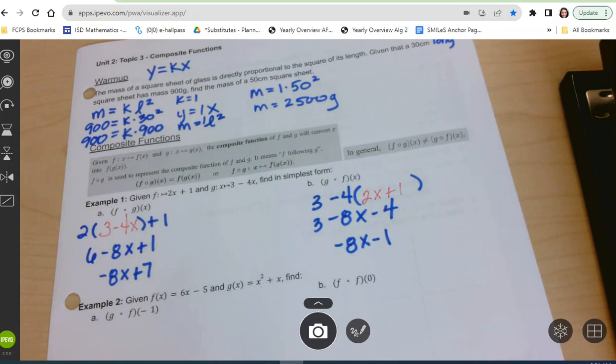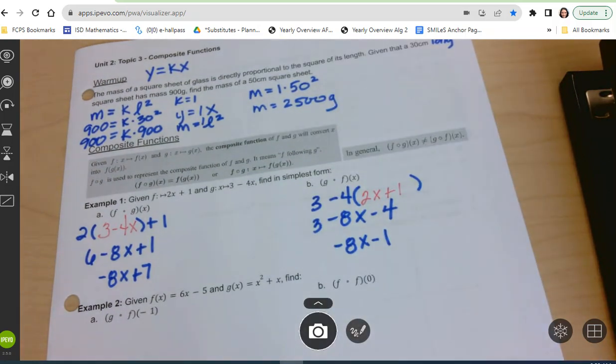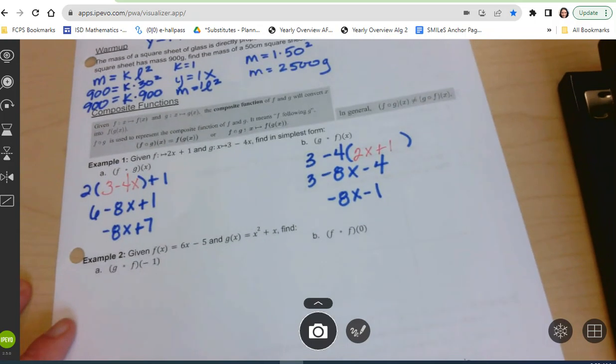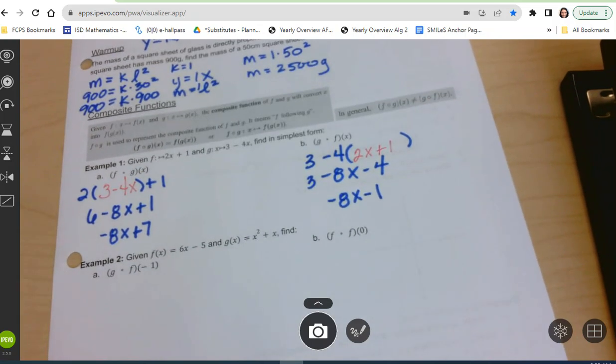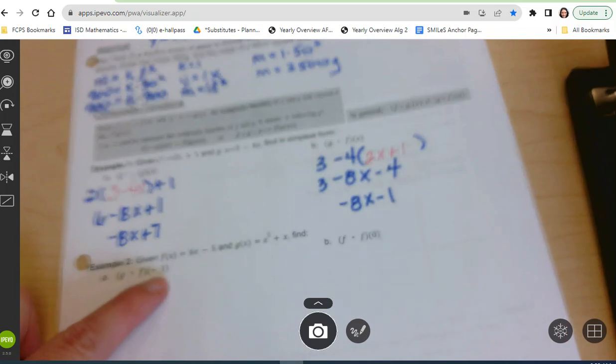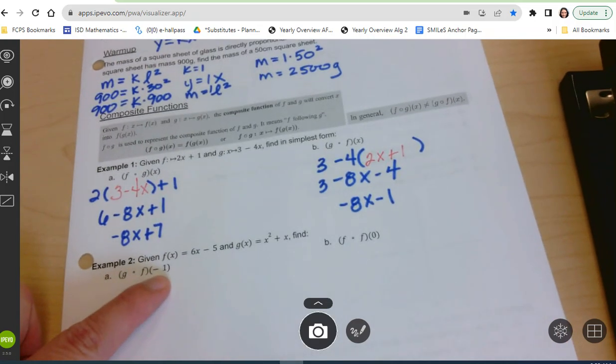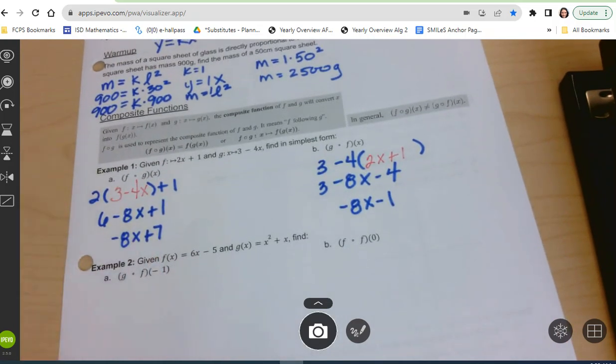Yes? So it went to negative 1 because we combined the 3 with the negative 4? Well said. Okay. All right. In this case, in example 2, we're substituting numbers into these composite functions. There's really two ways to do this. You could do exactly what we did and then put negative 1 into the composite function. Or, I'm going to show you a different method just because this is a different problem.